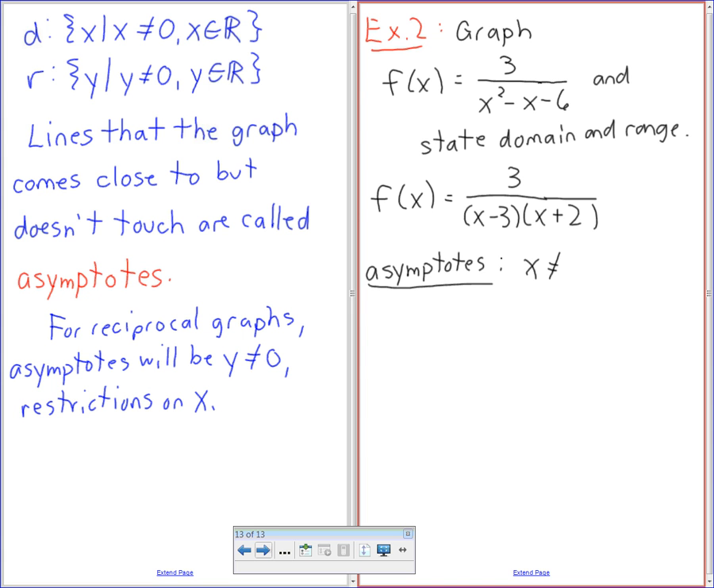X cannot equal 3. X cannot equal negative 2. We are actually still missing one asymptote. Sorry? Which one can't be 0? Oh, sorry, we can't talk. I'll read your mind though. What she said was y cannot equal 0.